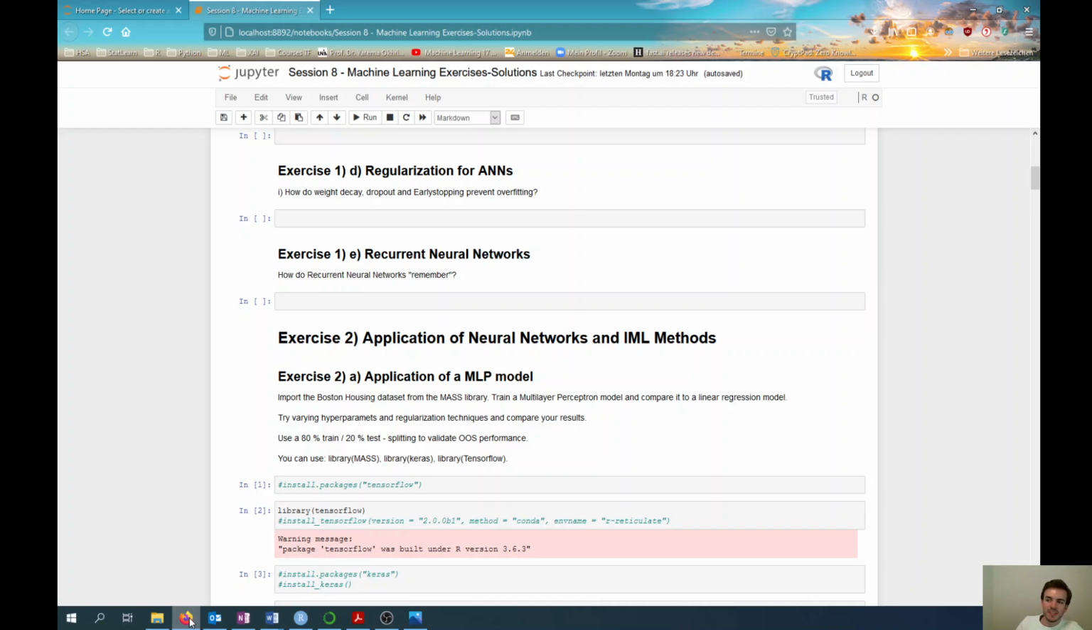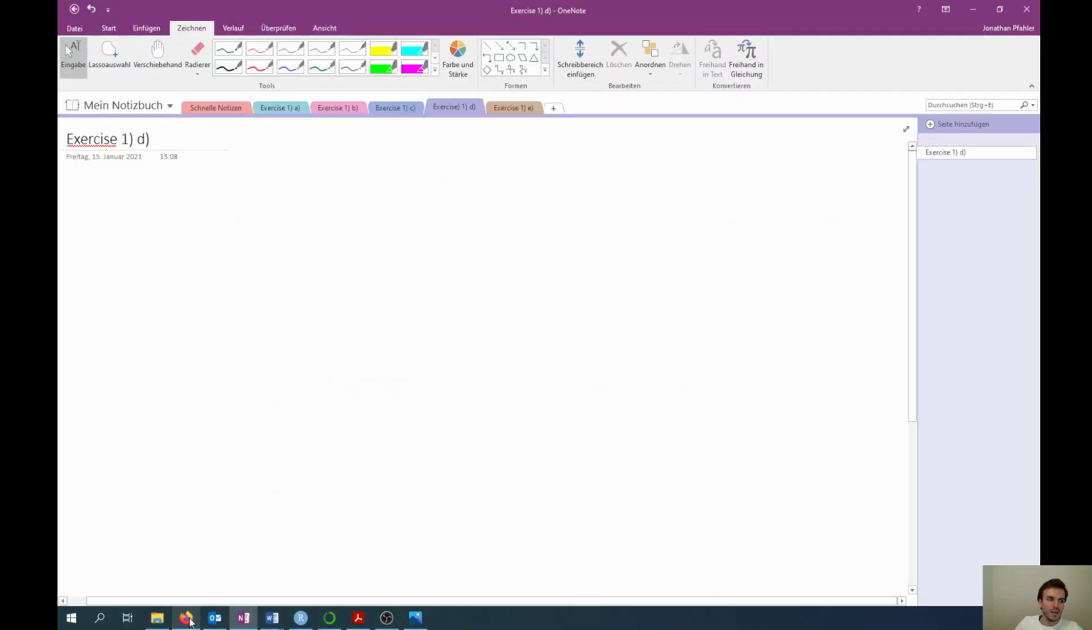In exercise 1D, we will talk about regularization for artificial neural networks, especially about weight decay, dropout, and early stopping. So let's first talk about weight decay.